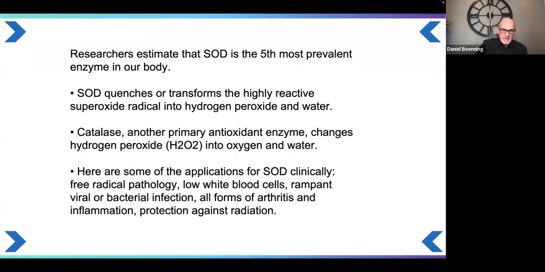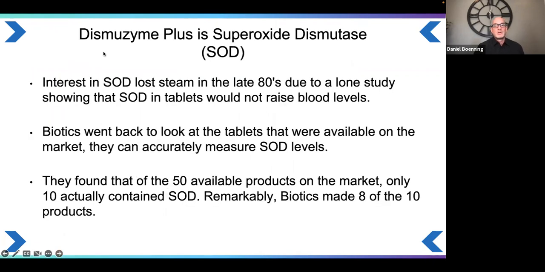We had a Hep C case, an emergency room RN, with the exact same results. It brought down those titers by using Dismuzyme. So here's your Dismuzyme Plus: superoxide dismutase, SOD, and catalase.